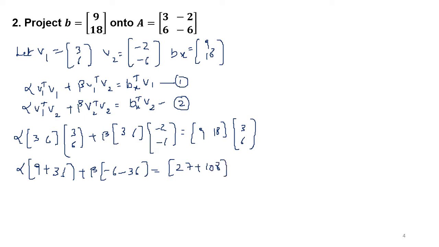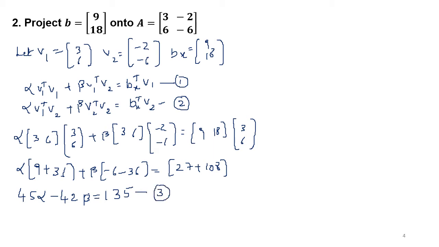So we'll try to add these values. 9 plus 36 is 45 alpha, minus 6 plus 36 is 42 times beta, is equal to 27 plus 108 is 135. Let this be equation 3.